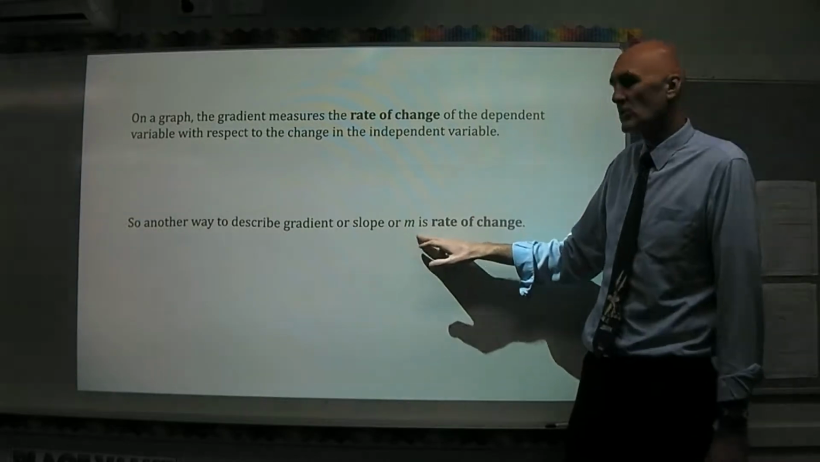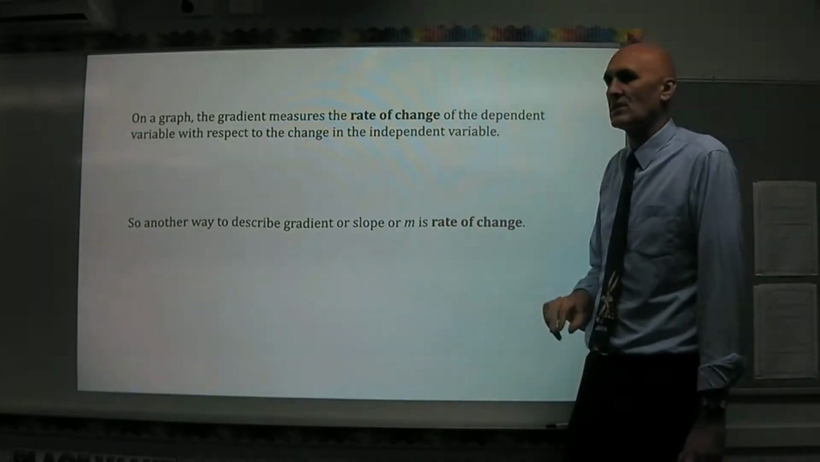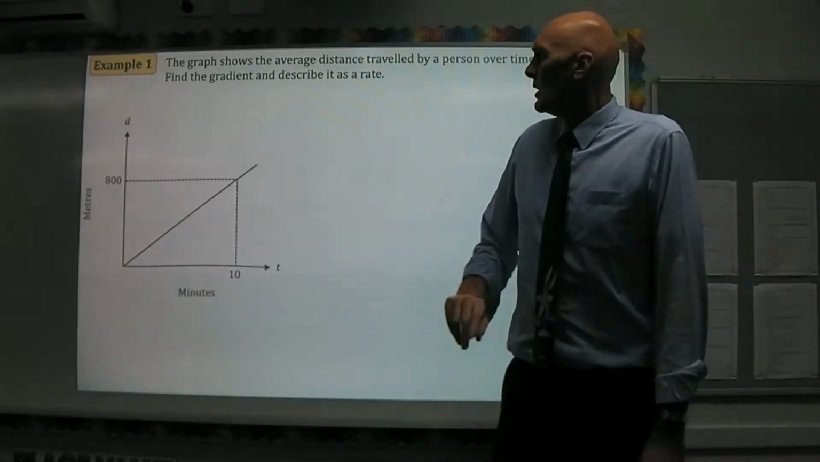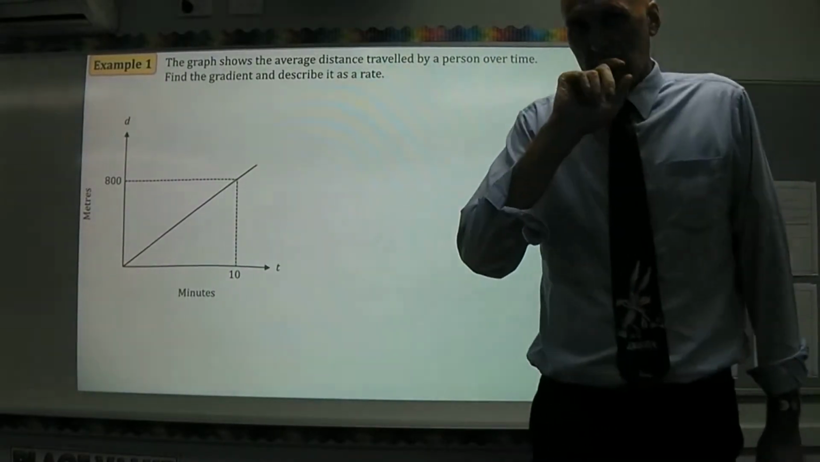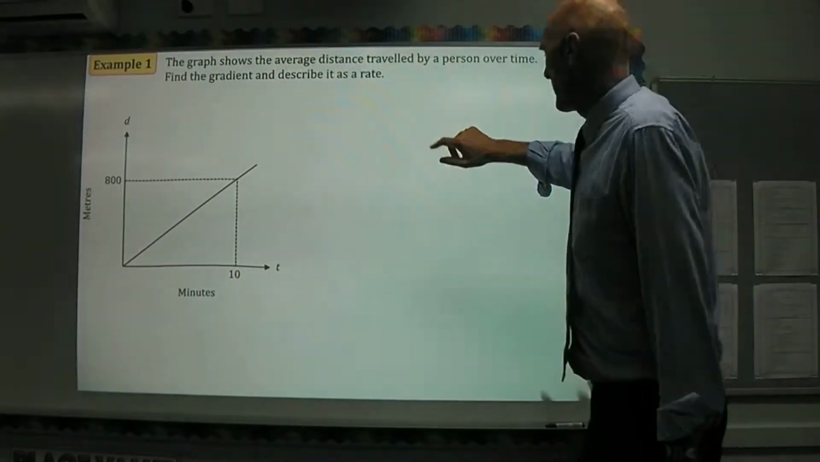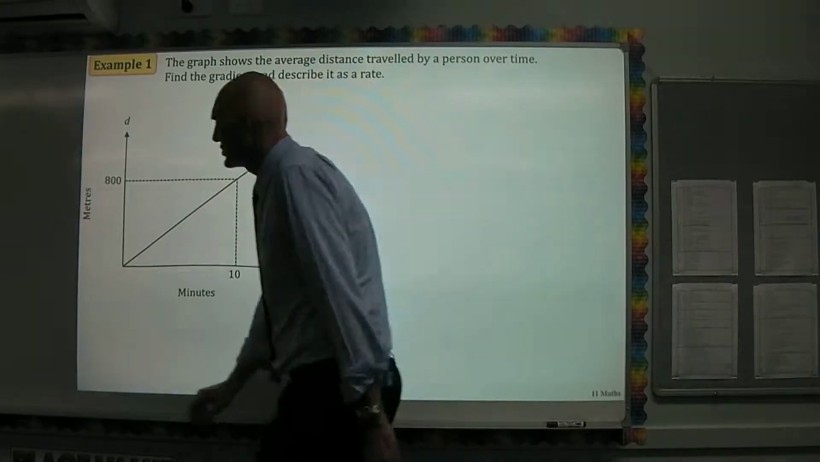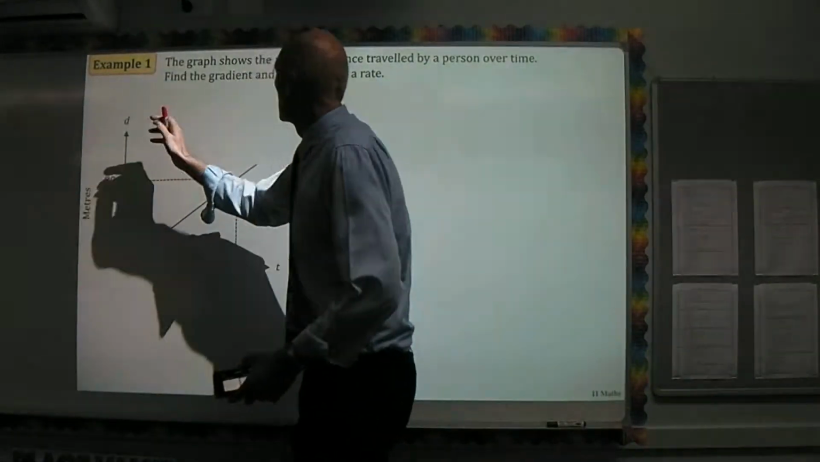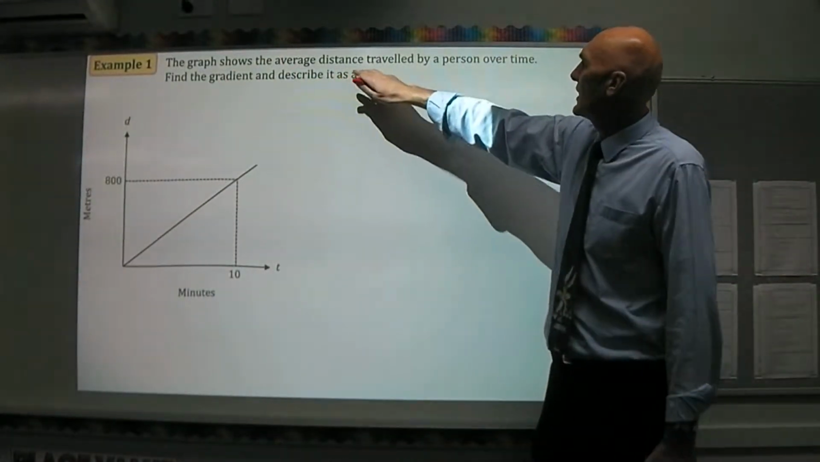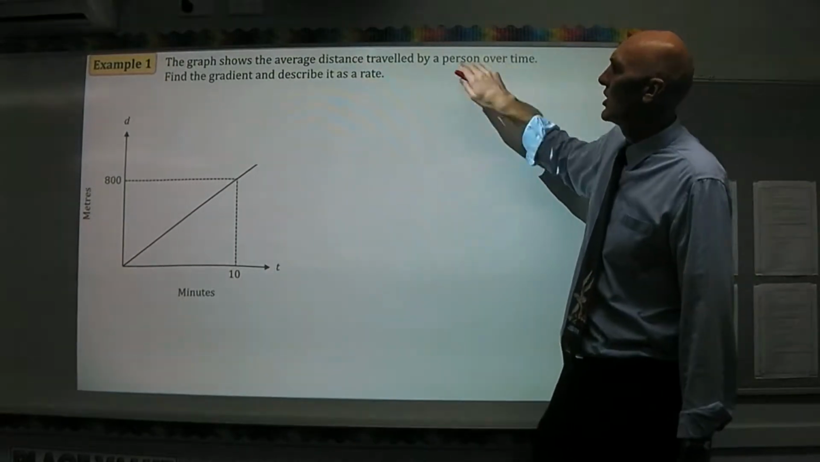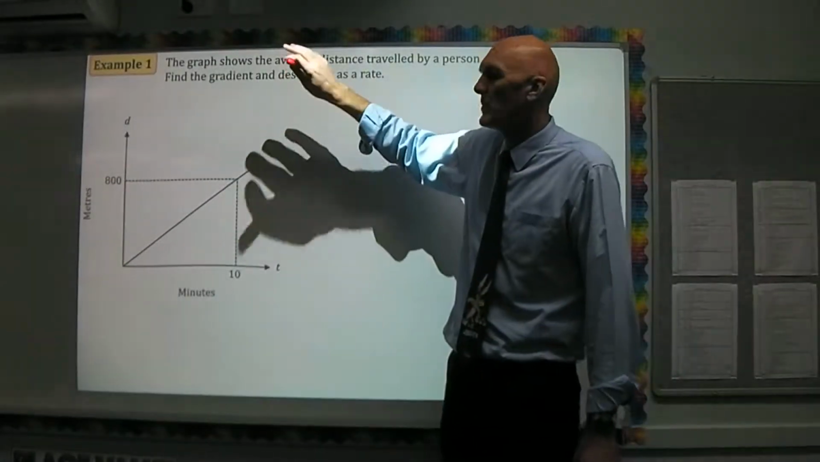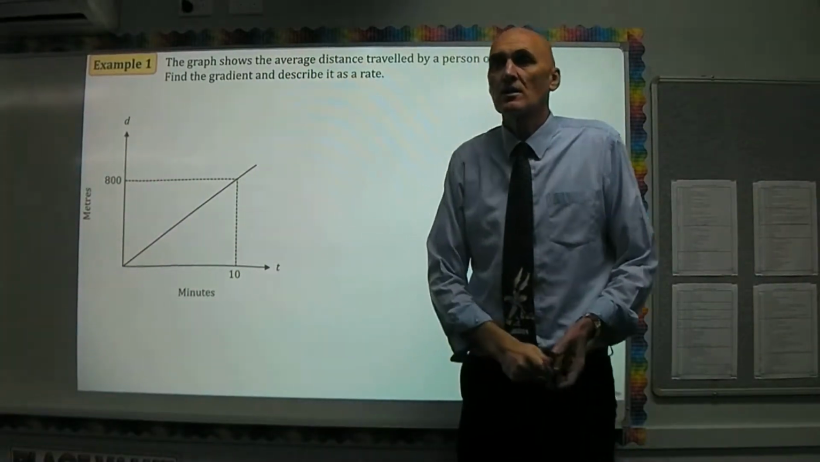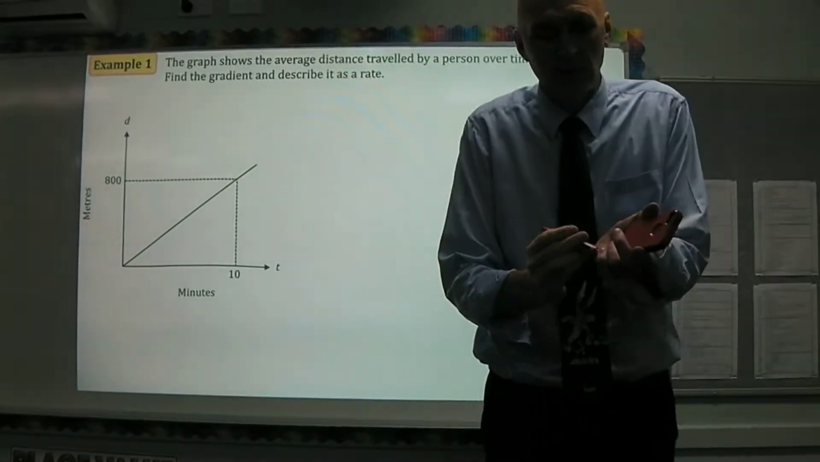So another way that we're going to describe the gradient is the rate of change. Let's have a look at the first example in your booklets. We've got our diagram. The question says the graph shows the average distance travelled by a person over time, find the gradient and describe it as a rate. This is a straight line question. We'll start with the easy ones.